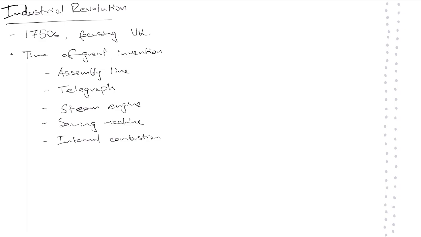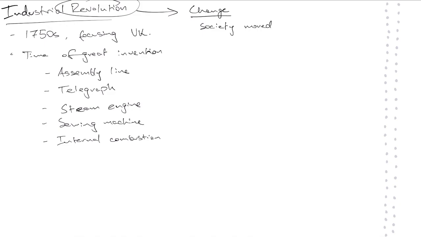Now, we talk about this term revolution, and revolution essentially means a period of great change. The change that actually occurred over this period was that society moved from a mostly agricultural society to a manufacturing society.